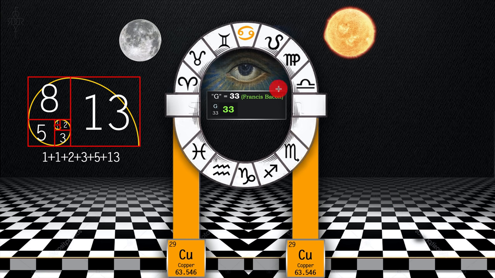But it's the 33 with the G, which is why I believe the Masons have the G in the middle of their square and compass. Square and compass equals 47 tied to the tetragrammaton. That's why they use the Holy Bible. Holy Bible has a tetragrammaton in it.